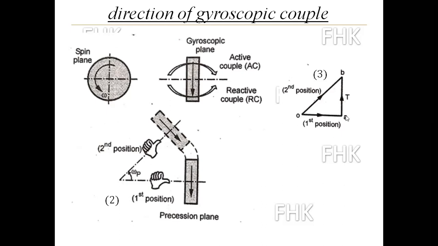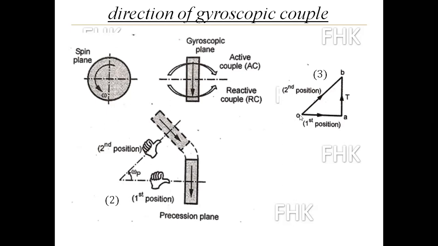O to A. Now in the second position, precession is starting, and precession, as given in the problem statement, is in anti-clockwise direction. So the second position will be like this. This is the first position, and precession is starting in anti-clockwise direction. Okay, so this will be the second position. Now the disc is precessing like this. The rotor is precessing like this.